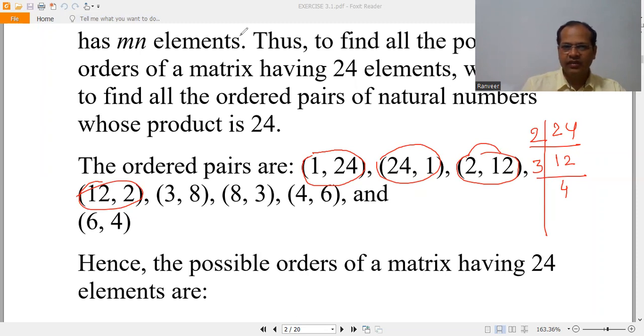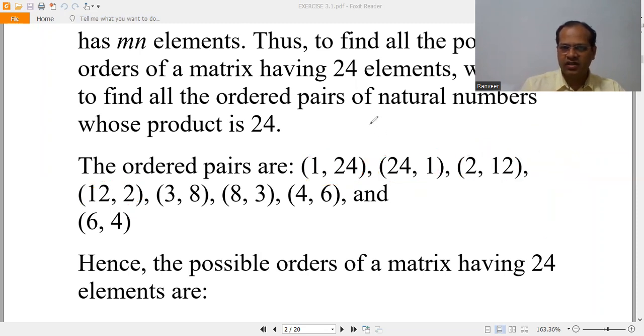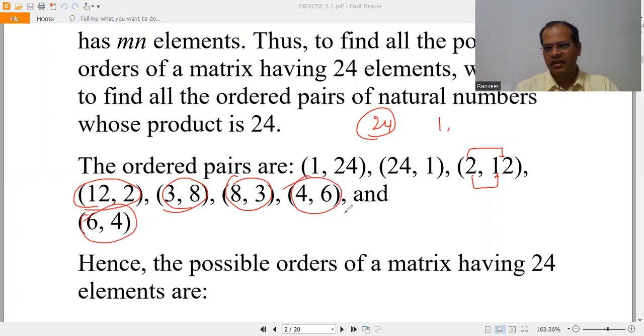In this way, 24 elements are there. Check 1, after that 24, then 2, the rest element is 12. So 2 into 12, this is row, this is column. The ordered pair in the reverse order you have to write as well. 3 into 8, 8 and 3. After that 4 into 6 and 6 into 4. After that there are no other possibilities.